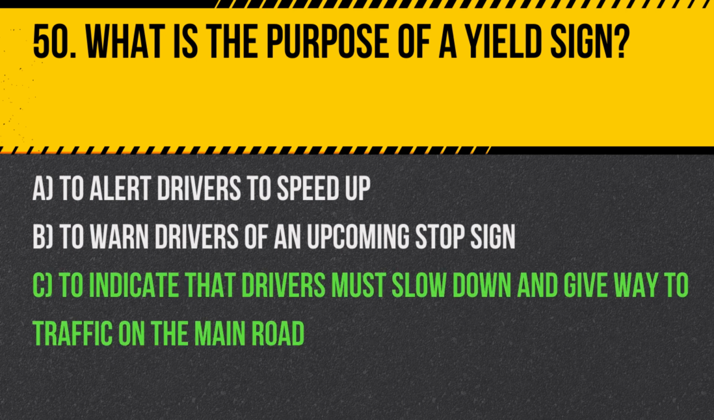Answer: C. To indicate that drivers must slow down and give way to traffic on the main road. A yield sign requires drivers to let others go first.